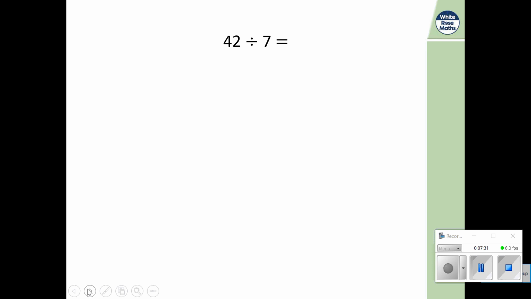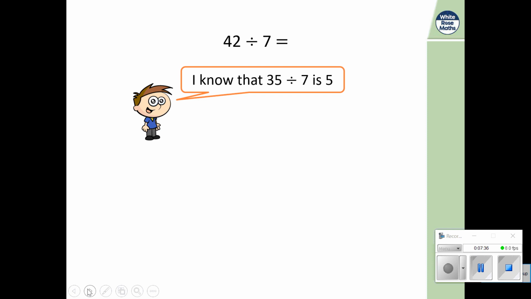Okay, let's move on to some division now. 42 divided by 7. So this time we're going to use what we know again. So our little fella here knows that 35 divided by 7 is 5. So he's going to use that to work out 42 divided by 7. Have a think. How can he do that?